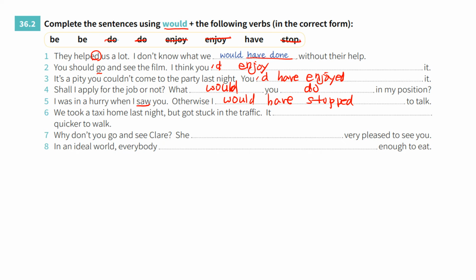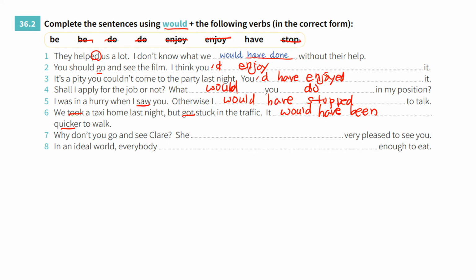So this one. We took a taxi home last night, but got stuck in the traffic. So this one, past tense. So it would have, it would have, and then quicker. So use be, have been. It would have been quicker to walk.